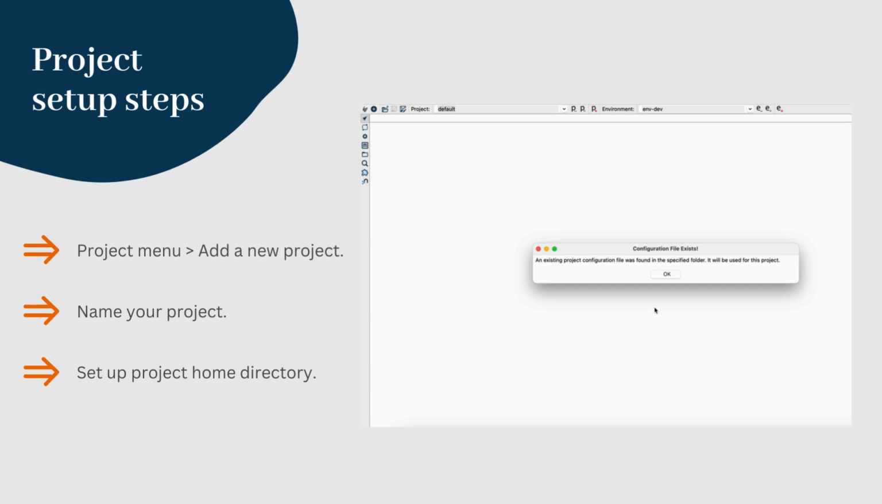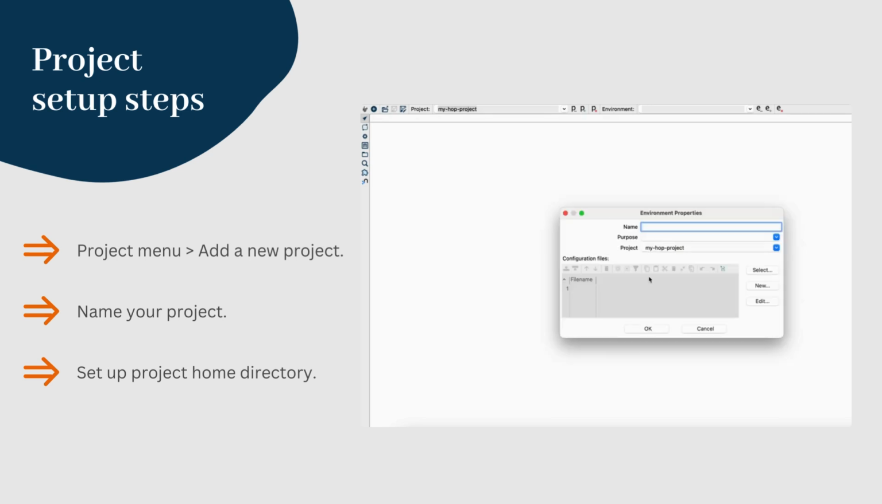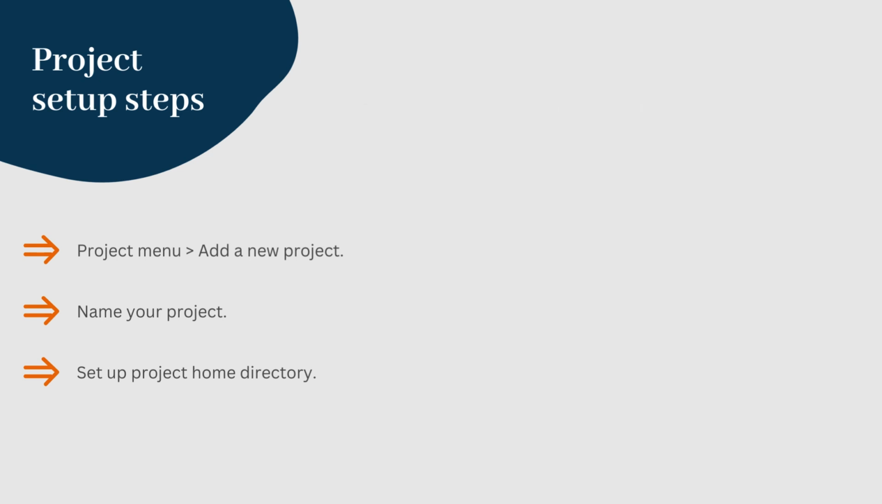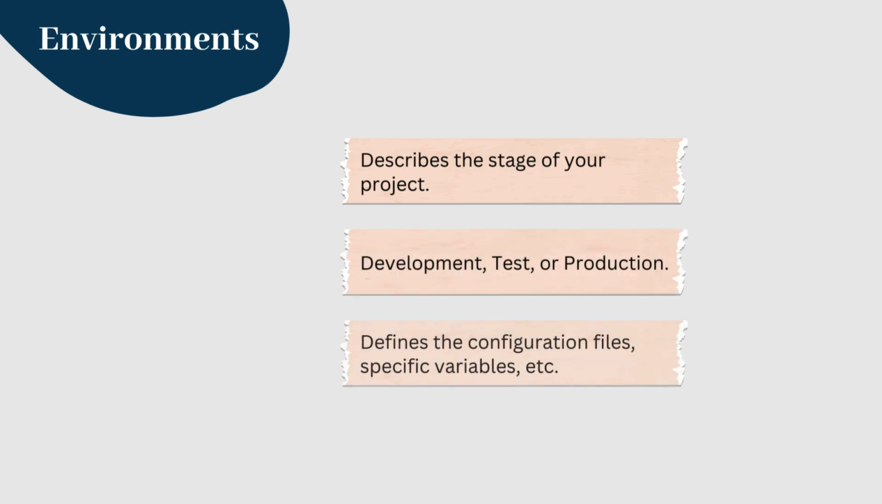With your project in place, Hopgui will allow you to create a project lifecycle environment. This helps manage different phases of your project from development to testing to production. In Apache Hop, an environment describes the stage your project is in, such as development, test, or production. It also defines the configuration files you want to use, specific variables, and other environment-specific settings.